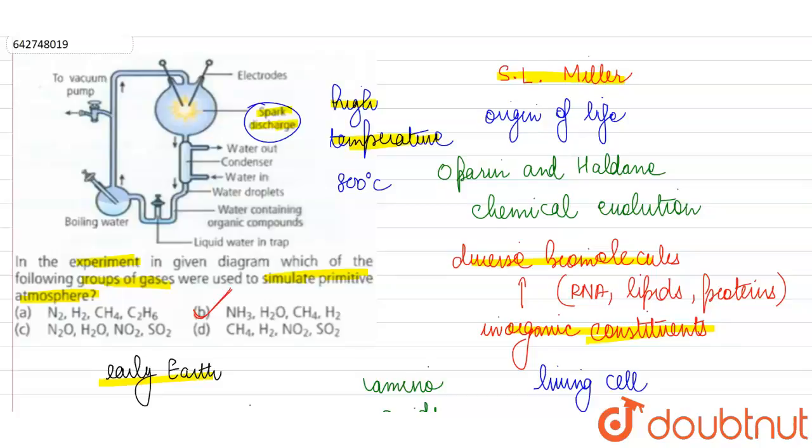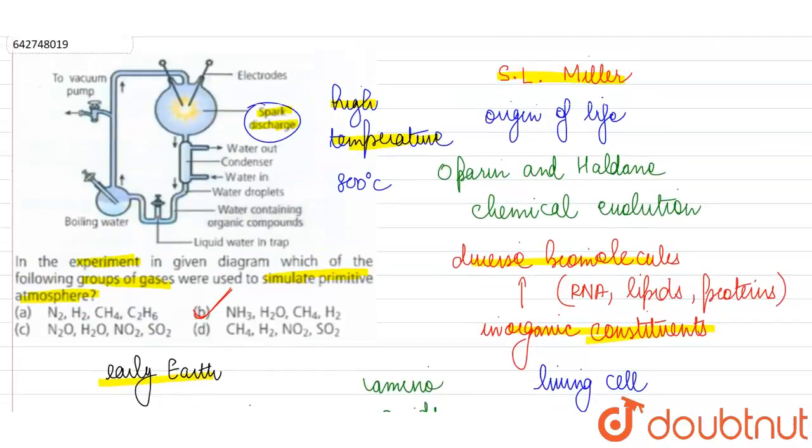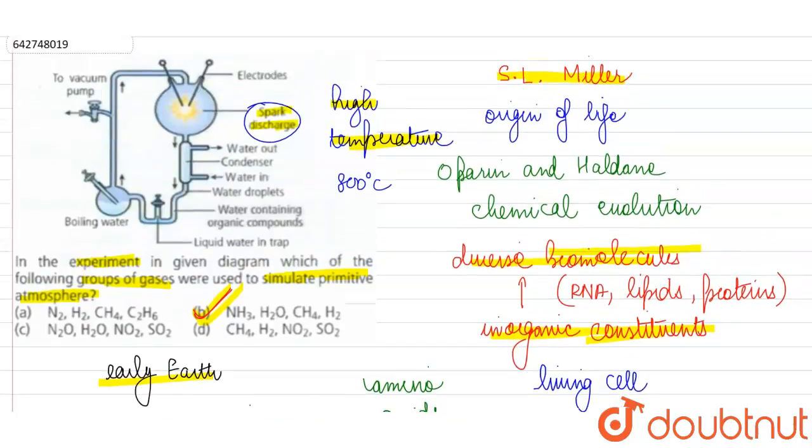All of the gases which we have just mentioned before, which comprised the early atmosphere, ammonia, water vapor, methane, hydrogen, Miller used them in his experiment and placed them in his closed flask to see if there would be any evolution of biomolecules from the inorganic constituents, as Oparin and Haldane suggest in their theory of chemical evolution.